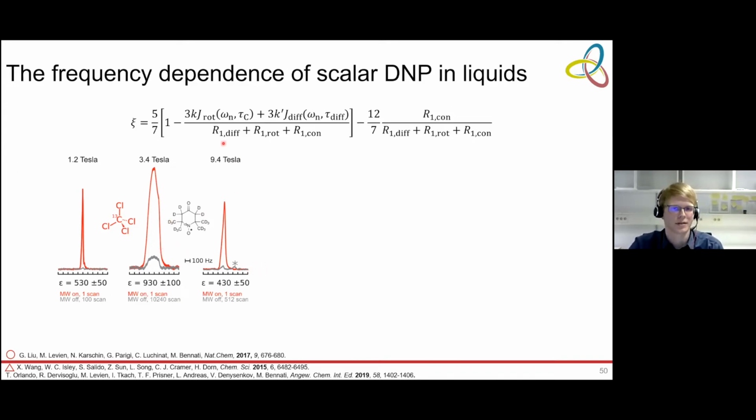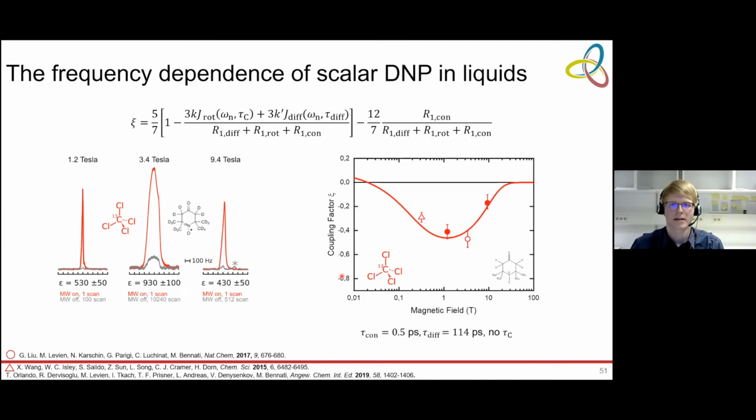But if we now get the coupling factors from these measurements together with some measurements from the literature and put them on our graph, which you already saw, we can actually use this very equation to reproduce these data when we use a contact contribution of 0.5 picoseconds and then a diffusion. We don't need to introduce the rotation at this point, so we end up with, I would say, a nice fit for the experimental conditions we have.